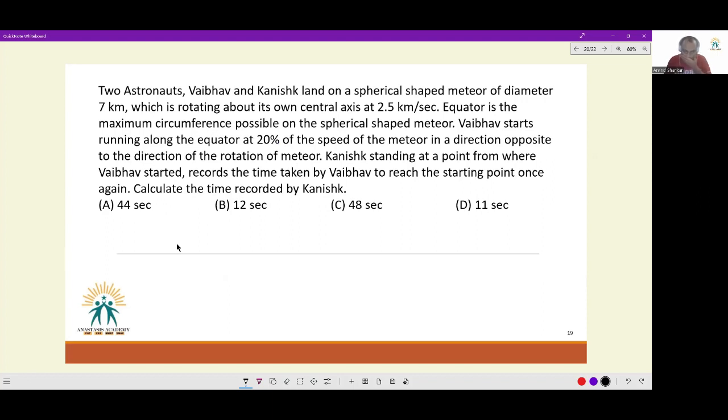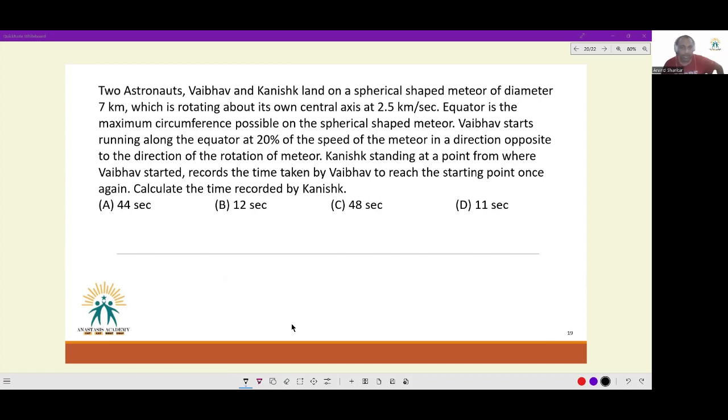Next. 2 astronauts, Vaibhav and Kanishk, land on a spherical shaped meteor of diameter 7 kilometers, which is rotating about its own central axis at 2.5 km per second. Equator is the maximum circumference possible on a spherical shaped meteor. Vaibhav starts running along the equator at 20% of the speed of the meteor in a direction opposite to the direction of the rotation of the meteor.